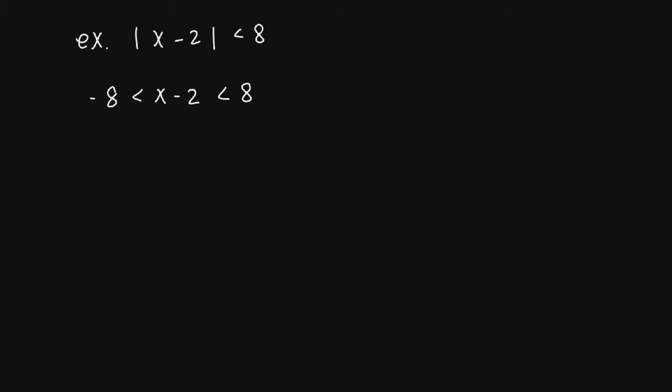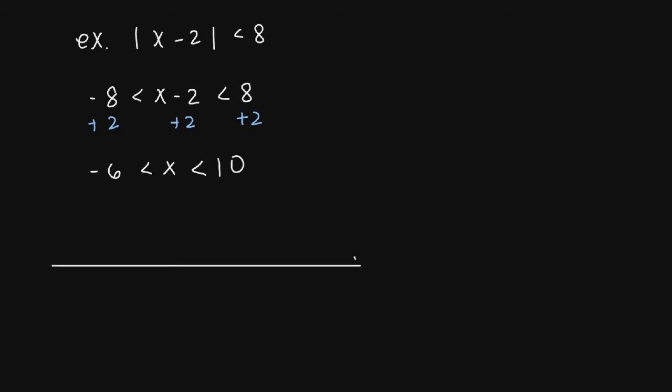So I take whatever is inside the absolute value, bring it down to the middle, and it'll be greater than the negative of whatever number we have on the right, and it'll be less than whatever number we have on the right. So then next to solve, we're going to add 2 to all the sides. So we get negative 6 is less than x is less than 10.